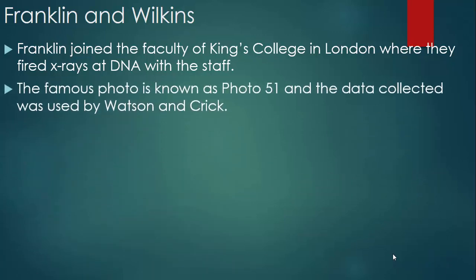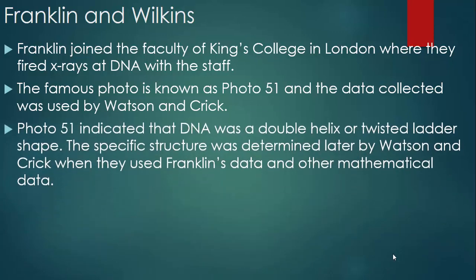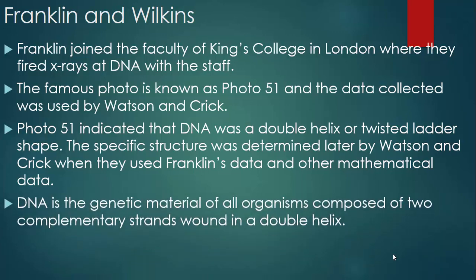Now, the famous photo is known as Photo 51, and the data collected was used by Watson and Crick later on. We'll take a look at the actual Photo 51 in a moment. Photo 51 indicated that DNA was a double helix or twisted ladder shape. The specific structure was determined later by Watson and Crick when they used Franklin's data and other mathematical data. Now, DNA is the genetic material of all organisms, composed of two complementary strands wound in a double helix.